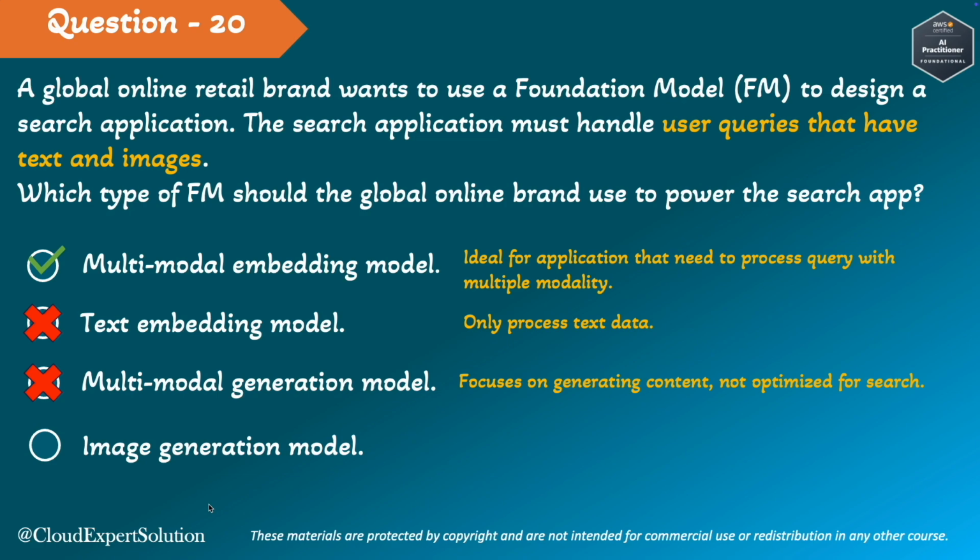And the last option is image generation model. Image generation model only processes image data, but we need text and images or different modalities. Hence, image generation model is also not the correct option. And that leads us to multimodal embedding model is the correct option for question number 20.